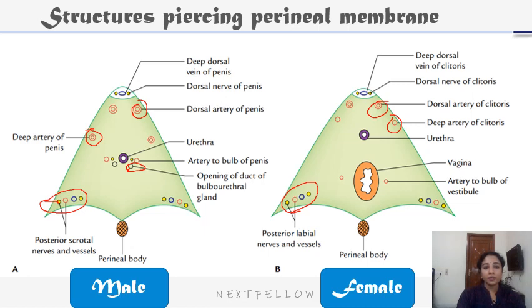And here the ducts are associated with the artery, which is called artery to bulb of penis. Here the artery to the bulb of vestibule in females. And in females, both vagina and urethra traverse and pierce the perineal membrane. And in males, only the urethral opening pierces the perineal membrane.